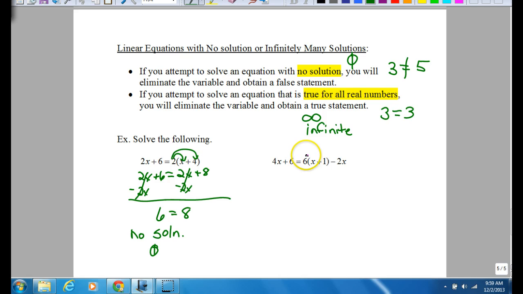Okay, on this next one, same thing. We need to distribute the 6. So if I do that, I have 6x plus 6 minus 2x. 4x plus 6 here. So what do I need to do to both sides? I guess the question should be, what can I do to simplify the right side first? Yeah, add these two together. So that would be 4x plus 6 equals 4x plus 6.